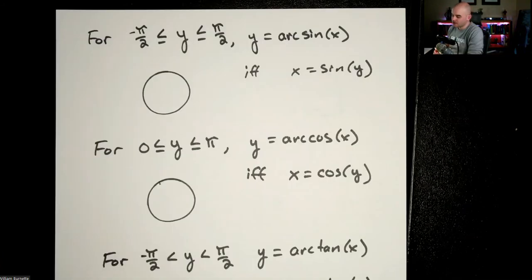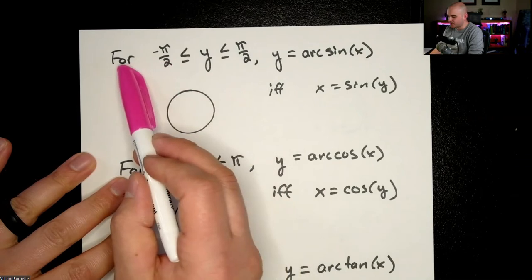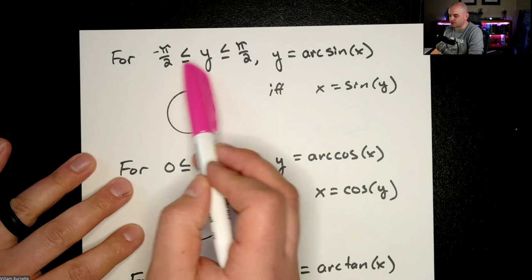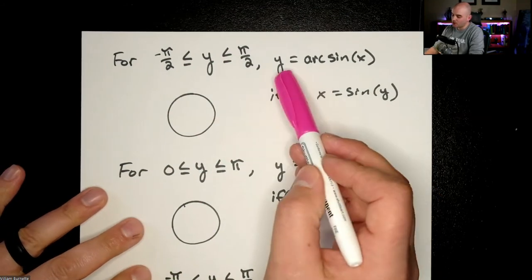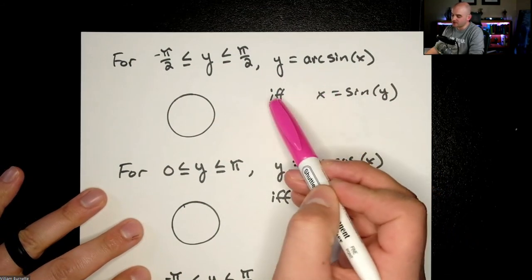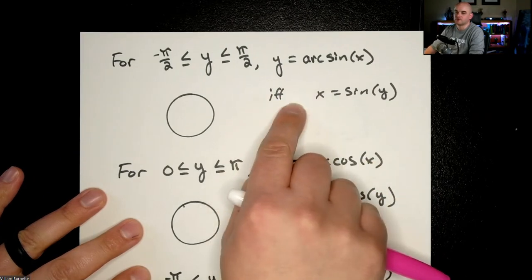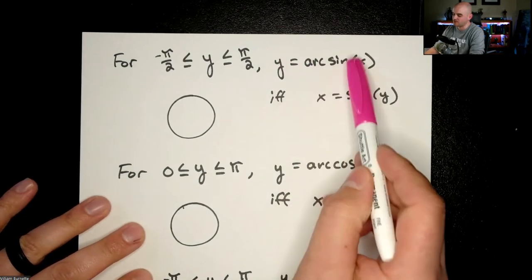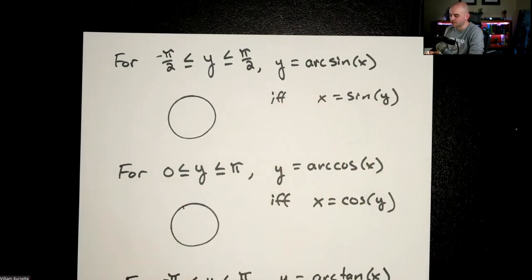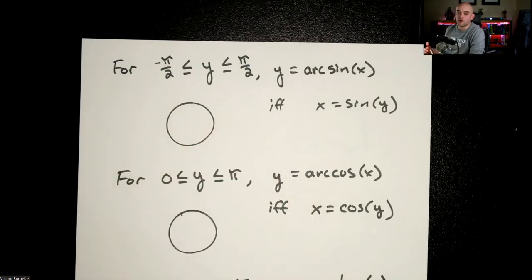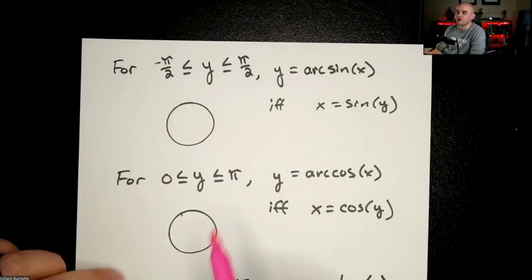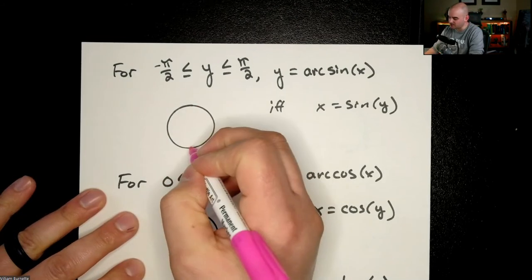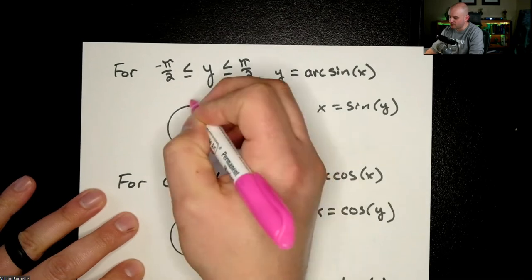Boom, there you go. So this says that for negative pi over 2 to pi over 2, for y values between or equal to those values, then y can equal the arc sine of x if and only if, remember that's not a typo or a misspelling, IFF means if and only if, x equals the sine of y. This is a fancy way of saying that we're only taking the arc sine if we're restricting the domain. And this restriction has to be between negative pi over 2 and pi over 2.